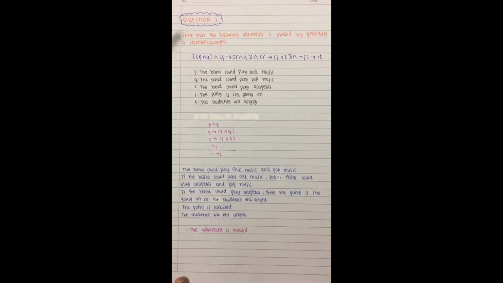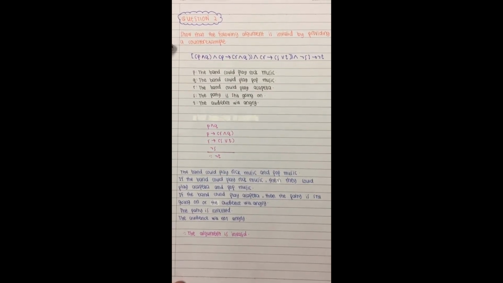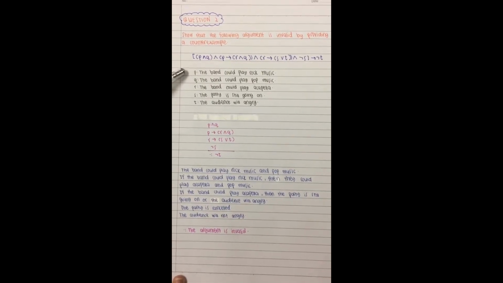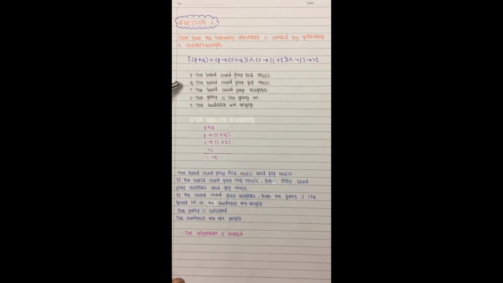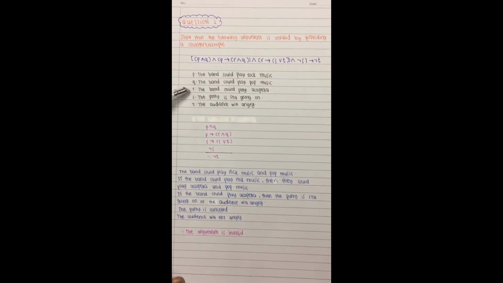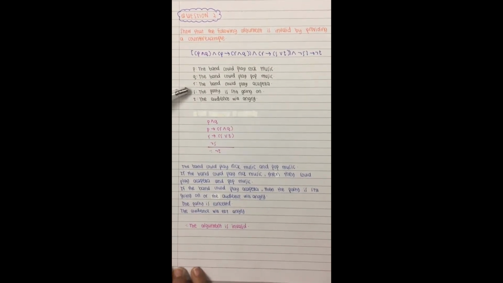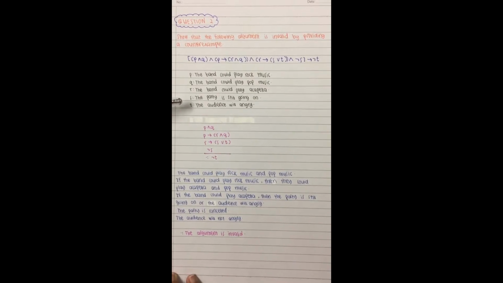The question is, show that the following argument is invalid by providing a counterexample. This is the argument. So first of all, the statement of P is, the band could play rock music. Q, the band could play pop music. R, the band could play a cappella. S, the party is still going on. And the last one, the statement of T is, the audience will be angry.